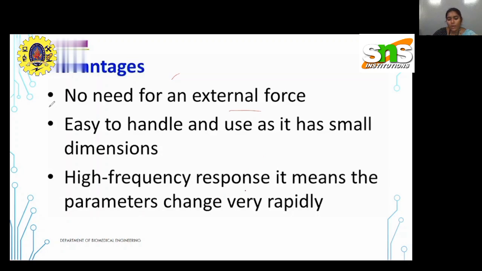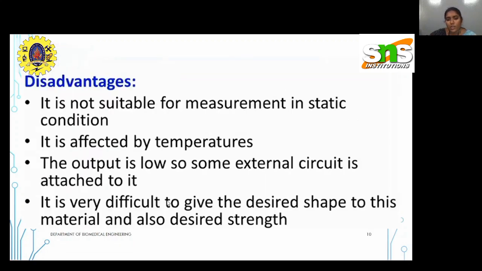If you want to measure bandwidth or frequency, you can get accurate results in the frequency domain. That's why it has a high frequency response. Next, the disadvantages. It is not suitable for measurement in static condition; it is suitable only for dynamic condition. That is one of the drawbacks of the piezoelectric transducer.